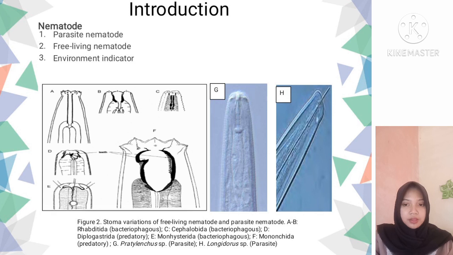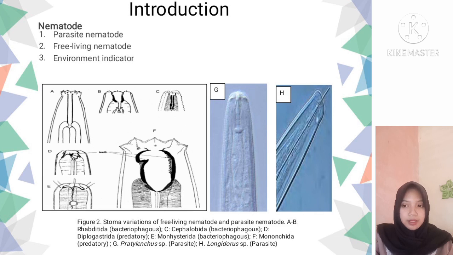Generally, there are two types of nematodes. Number 1, parasite nematodes. Parasite nematodes live inside plant tissue and take food from the tissue by using a stomatostylet and odontostylet. Number 2, free-living nematodes. Free-living nematodes live outside plant tissue. Types of free-living nematodes can be seen in the following figure number 2.